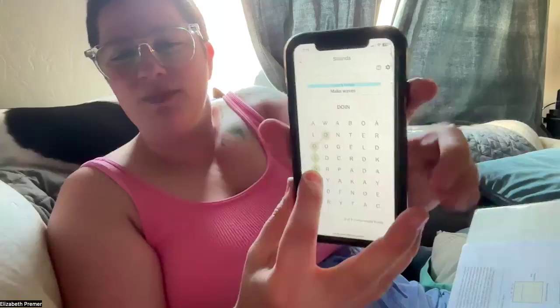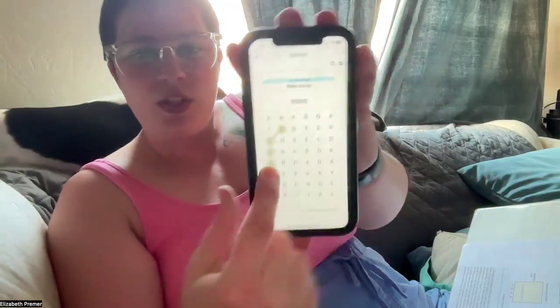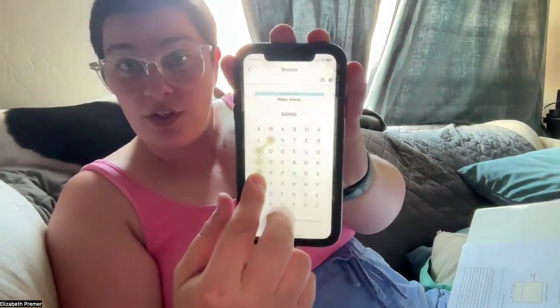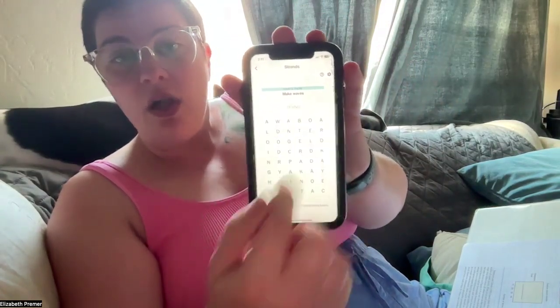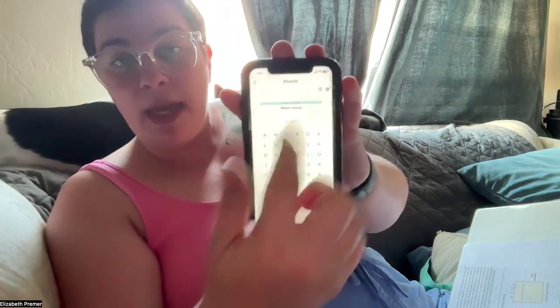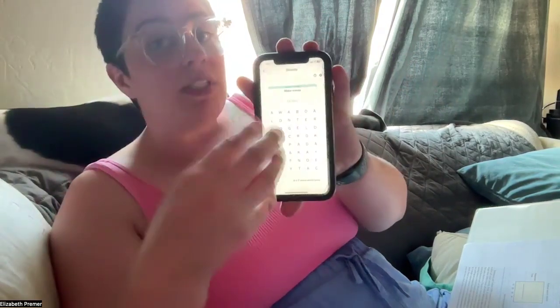I forget what these are called, but that is a real world word. Doing is a real word. In this game, however, all of the words that you make use every single letter in this thing. So you're going to have to use every single letter, and so it's more of a conjunction search.